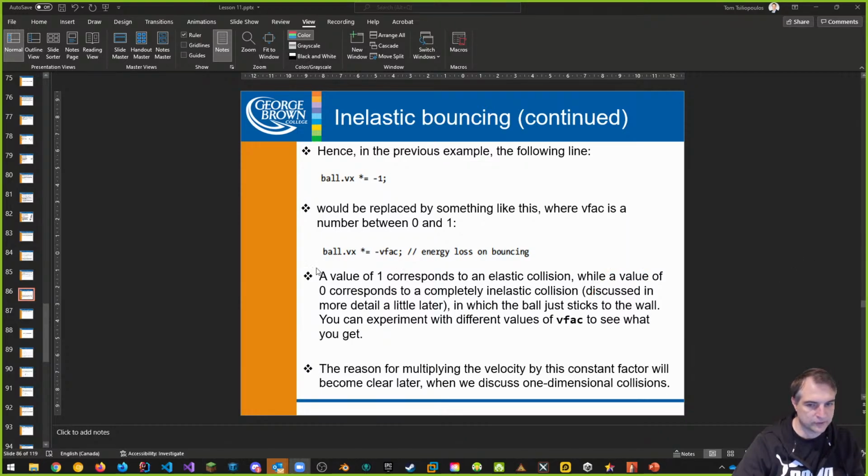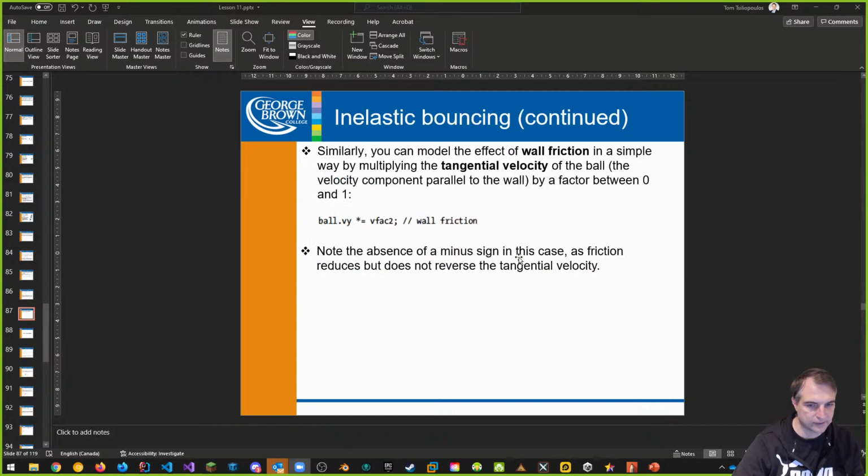So one thing it talks about is two factors, a factor across the x-axis and a factor across the y-axis in terms of wall friction. Friction means how much the wall will slow the ball down when it hits, because friction means I'm sliding against the wall. So not just a bounce, but a slide, right? That's tangential force. And notice again that there is the absence of a minus sign in this case, because friction reduces but does not reverse the tangential velocity, right? So normal velocity is reversed in a bounce, but wall friction just reduces.